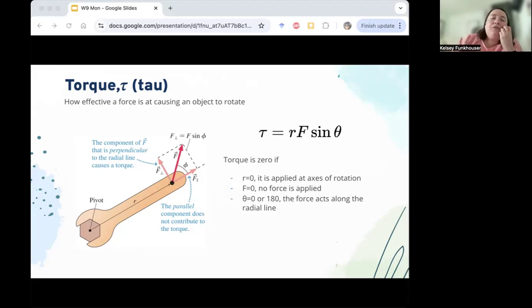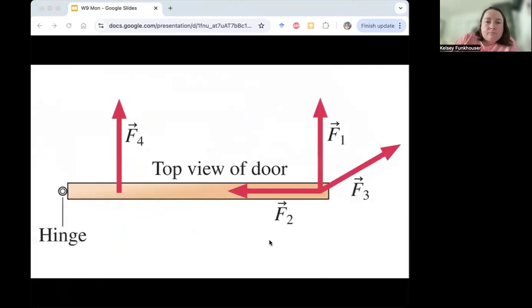Yeah. And if you ever forget, if you just have the equation and you can't figure out which way is the best way, just plug in the angle. So sine of 180 degrees or 0 degrees is 0. So that will remind you, oh, the torque is 0 in that case. So just an extra tool.